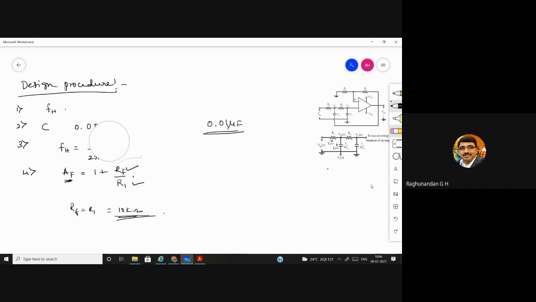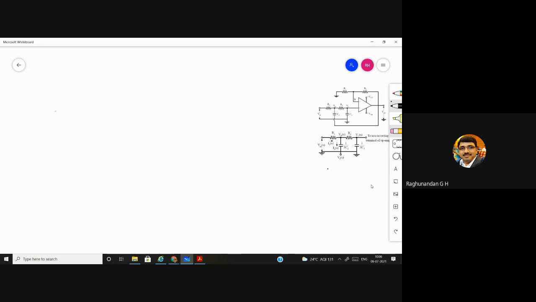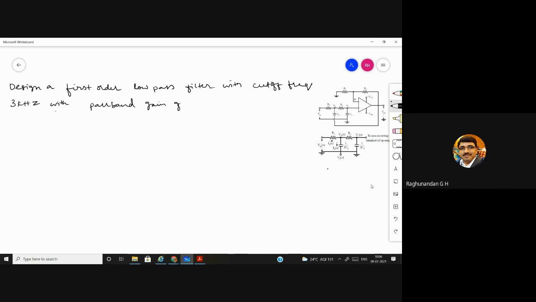So let us take one problem and we'll understand. Design a first order low pass filter with cutoff frequency, let me take 3 kilohertz, with pass band gain of 3.